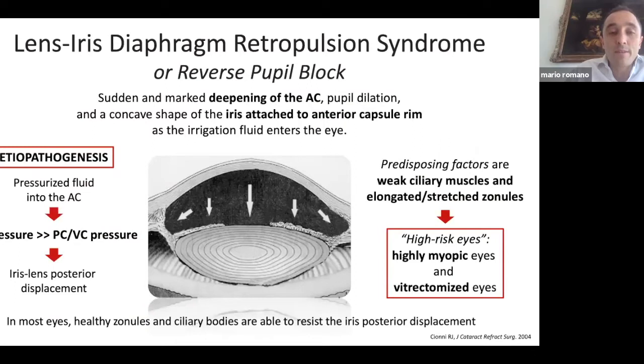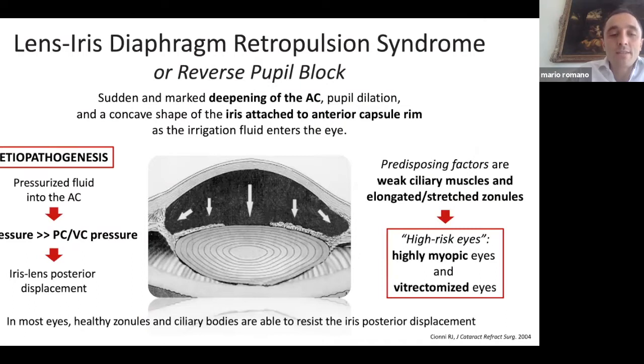Let's speak first about lens iris diaphragm retropulsion syndrome, or reverse pupil block. It is a deepening of the anterior chamber during the phacoemulsification with the pupil dilatation, and we will have a concave shape of the iris that stays attached to the anterior capsular rim.